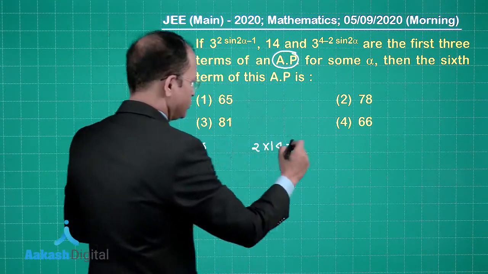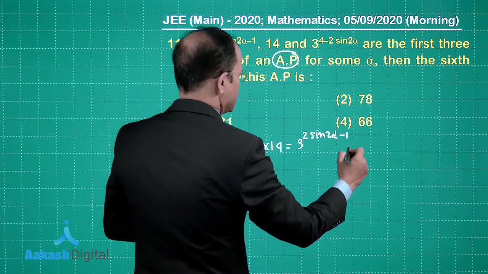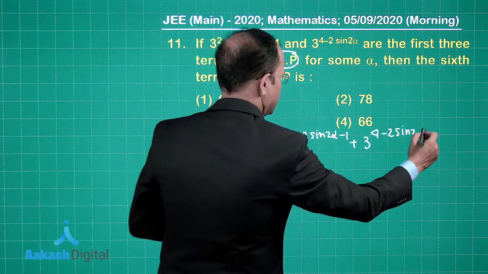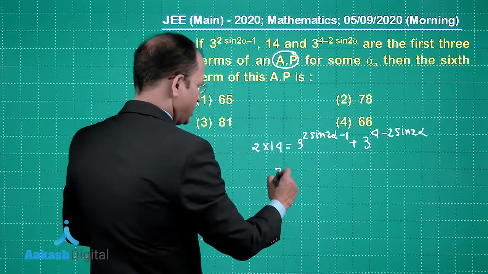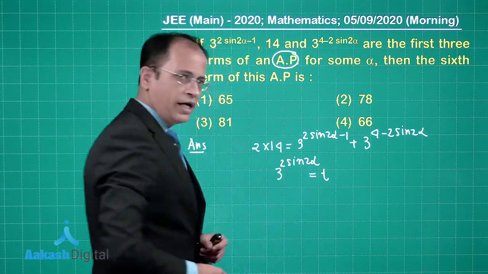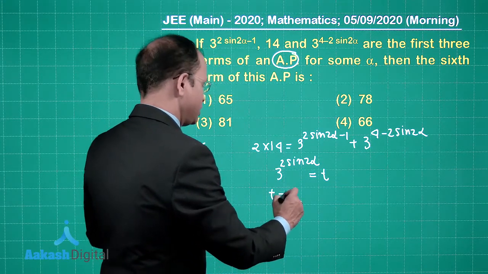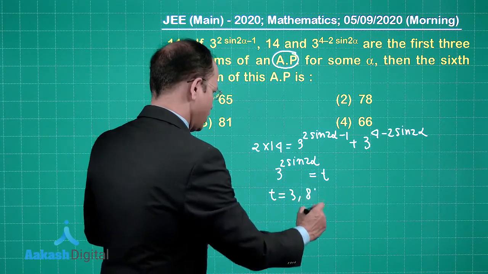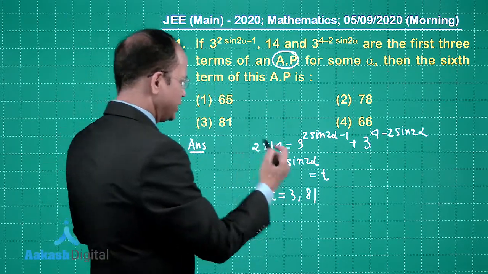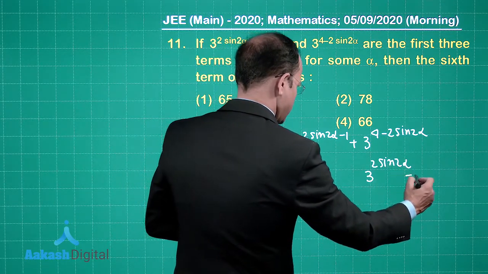and we can write 3 raised to the power 2 sine 2 alpha minus 1 plus 3 raised to the power 4 minus 2 sine 2 alpha. And we can take 3 raised to the power 2 sine 2 alpha equal to t. We can substitute here and we get a quadratic equation. Once we get the quadratic equation, we should get t equal to 3 and t equal to 81. So we can equate this with 3 raised to the power 2 sine 2 alpha equal to 3. Got it? This is 1.